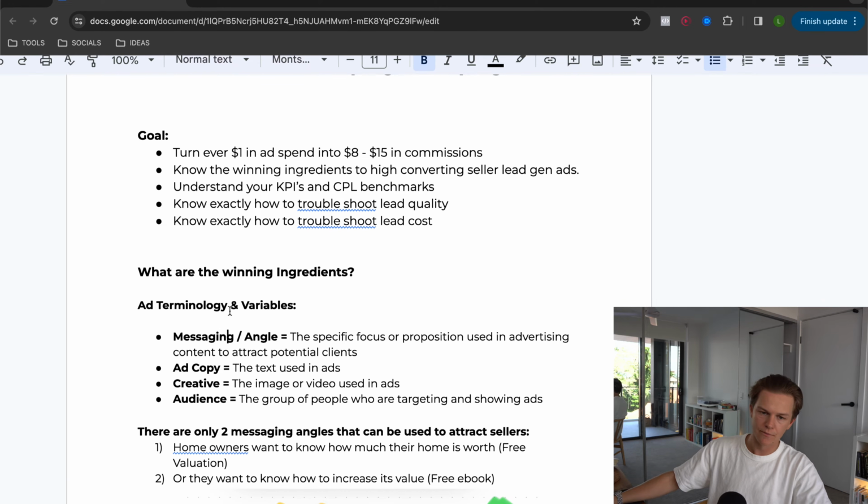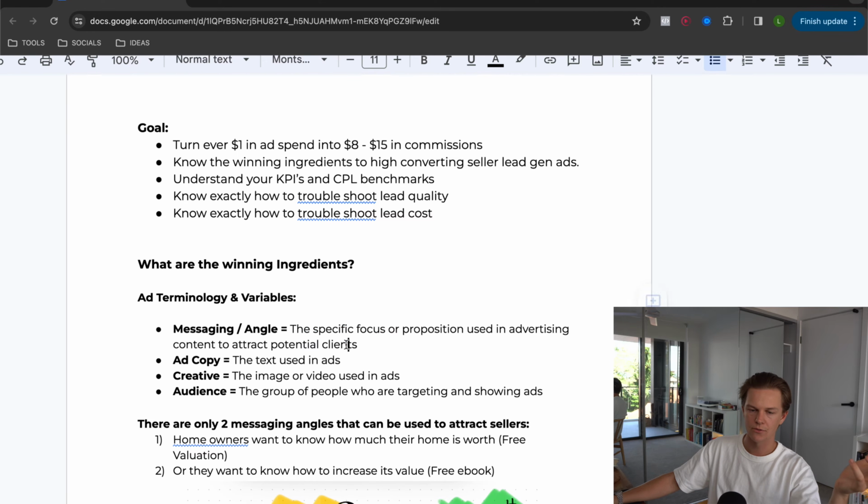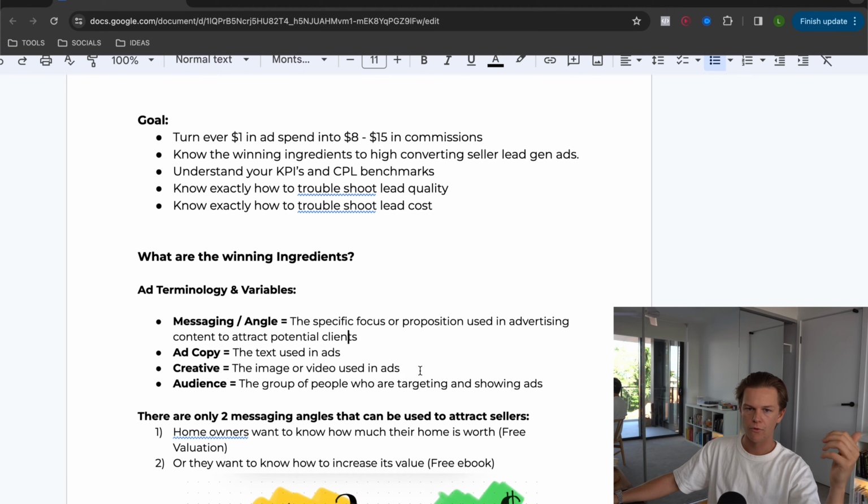So these different variables are your messaging and angle. This is the highest level variable of your campaign, and I put here, the specific focus or proposition used in advertising content to attract potential sellers, attract potential clients. And so this is just the macro thing that you're calling out, or the macro call to action that they're including in your ads.